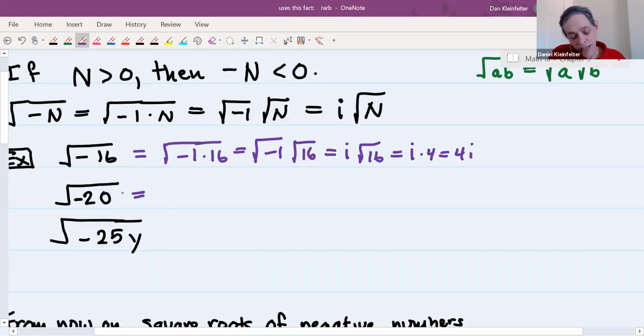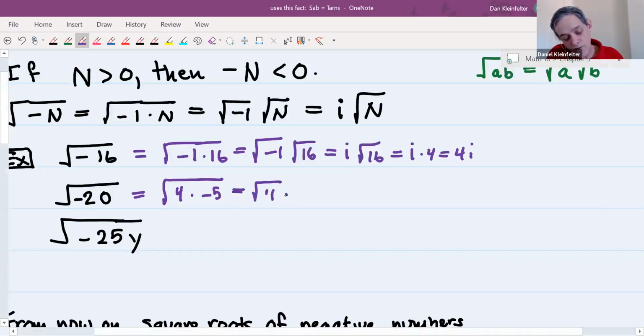The square root of -20. I'm going to factor the inside into things I know the perfect square of, like 4, and things that I don't, like the -5. So we'll rewrite the square root of -20 as the square root of 4 times -5. Then applying that exponent rule, we'll have the square root of 4 times the square root of -5. The square root of 4 is 2, and the square root of -5 is going to be this I times the square root of 5.